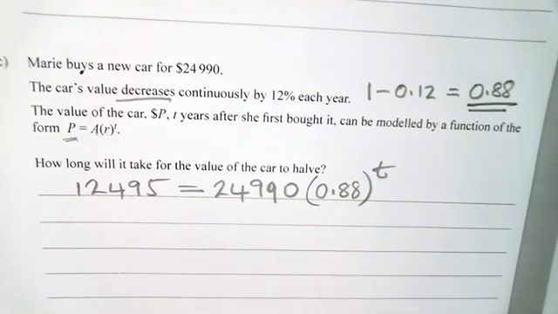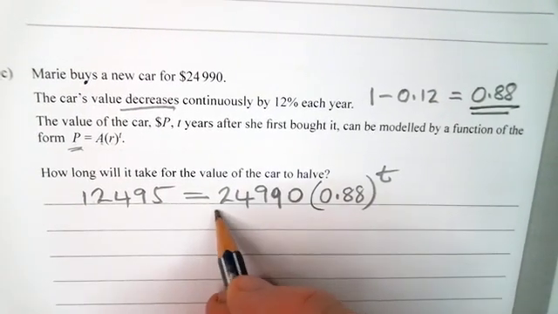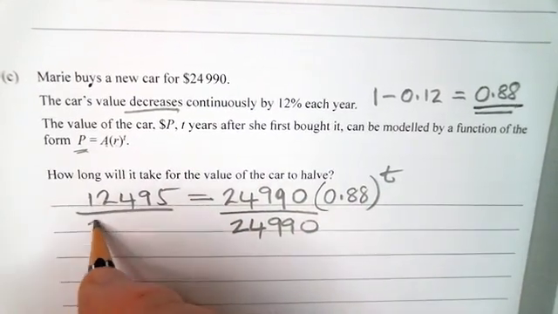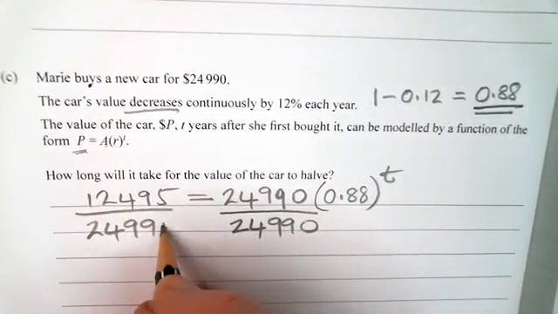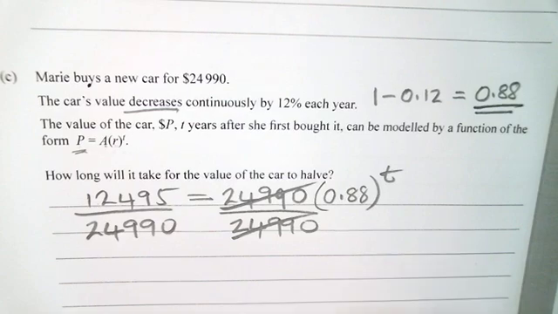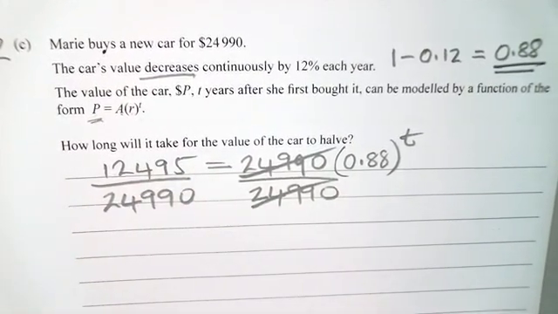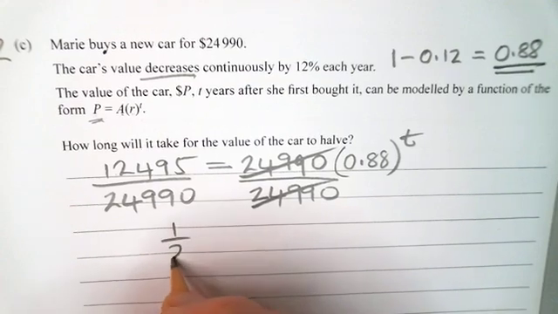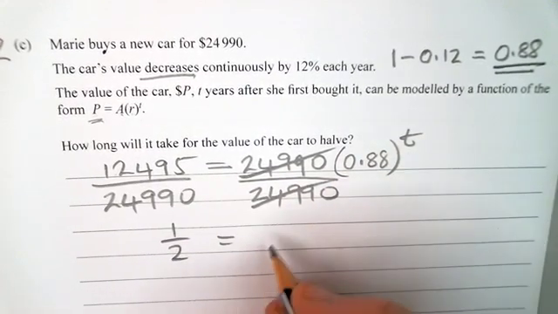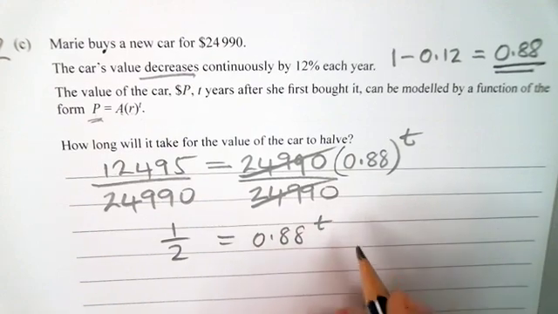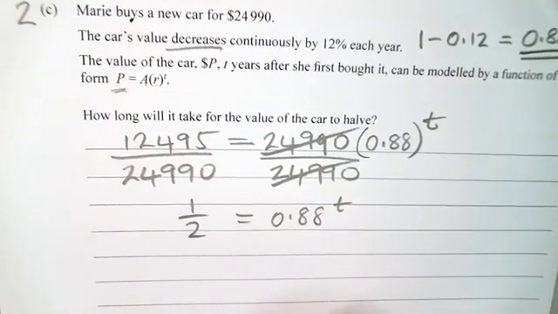First thing I'm going to do is divide everything by 24,990, and you'll see how this suddenly plays out. Obviously that is 1. Now 12,495 divided by 24,990 is 1/2. So I could have just written that a half is equal to 0.88 to the power of t. So now I'm going to find the log of both sides.